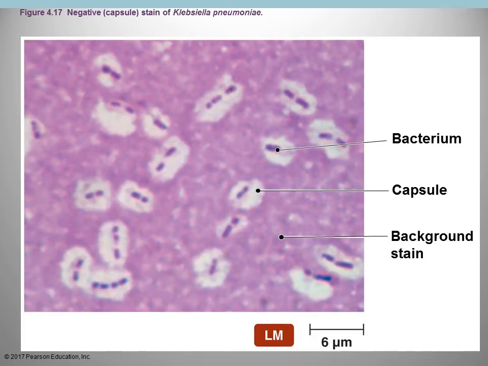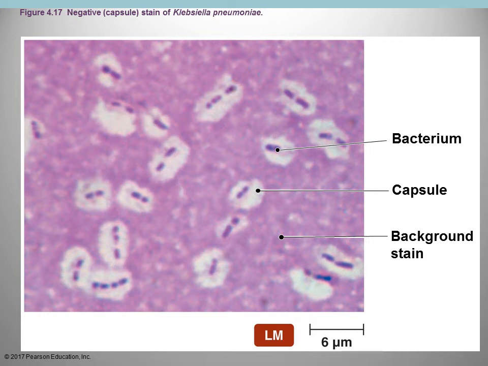When you do a negative stain, it's going to stain the background, and the bacteria typically remains clear. As you can see in this picture, this is a negative stain, and you can see the bacteria has actually picked up some of the dye, but the capsule that surrounds it remains clear, and it's very obvious to see when the entire background has picked up the darker stain.